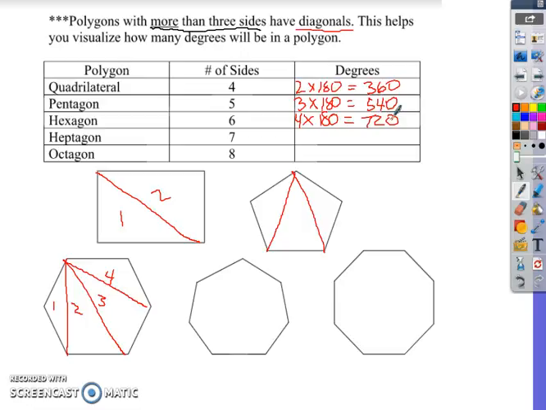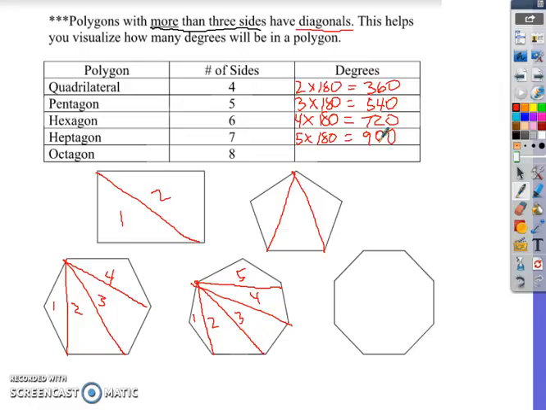Next I have the heptagon, and I can draw 1 diagonal, 2 diagonals, 3 diagonals, 4 diagonals. That results in 1, 2, 3, 4, 5 triangles. So I have 5 triangles times 180 degrees, and 5 times 180 equals 900 degrees. So there are 900 total degrees in a heptagon.